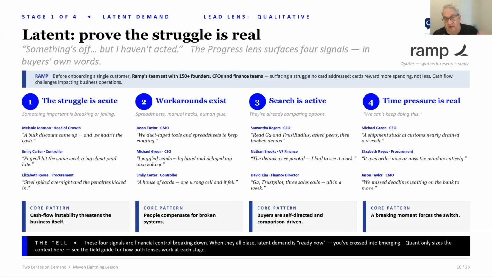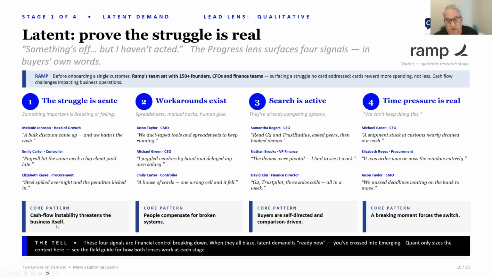Third, that even though they've semi-solved it, they're still actively looking. They're still seeking new solutions. And that fourth, the time pressure is real, that this is something they need to solve quickly. And so this is evidenced in the qualitative research done for RAMP in terms of the different signals observed throughout the interviews, whether it be a head of growth, a CMO, a CFO, a VP of finance, all providing indications of these four signals being present.